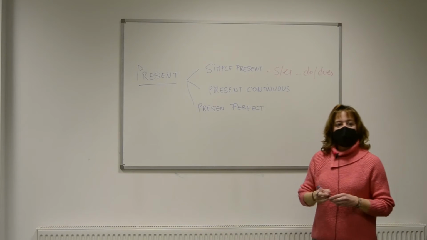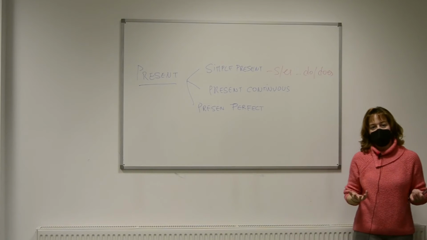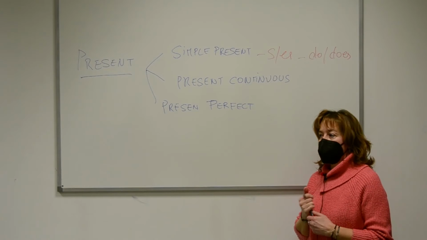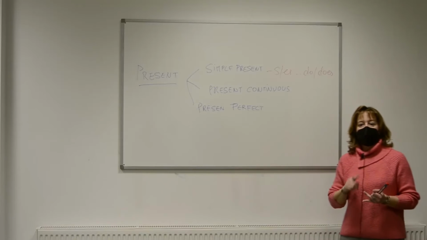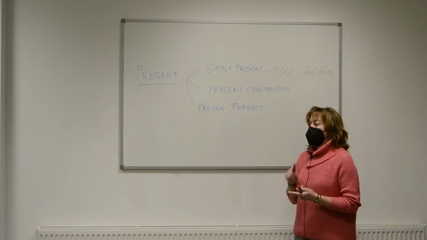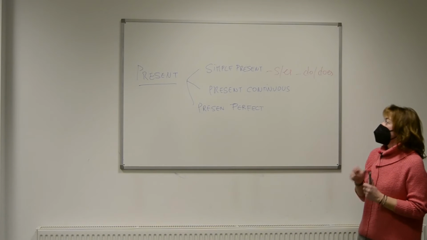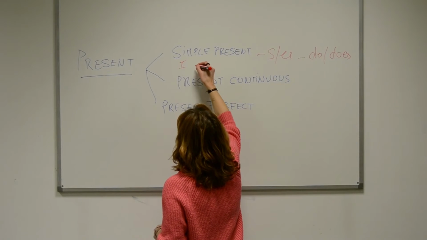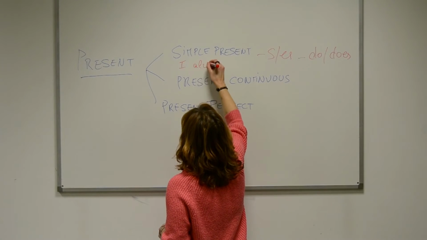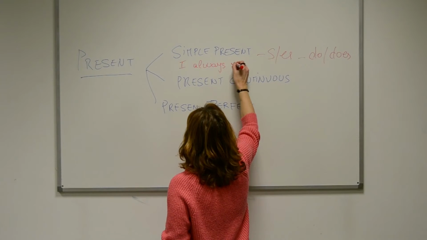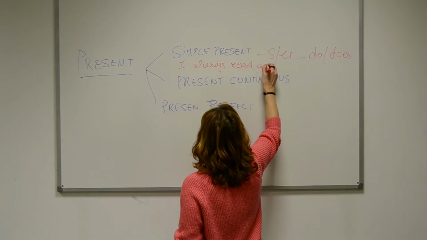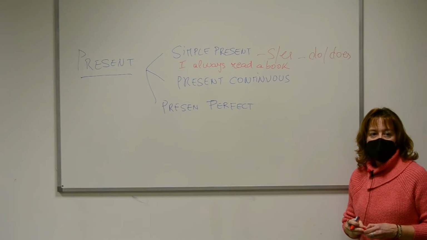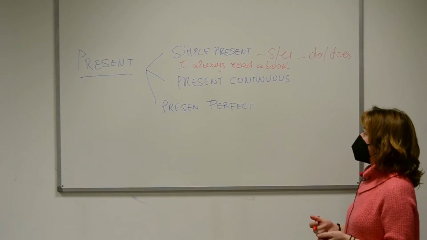Simple present refers to actions that happen usually. And normally, simple present is found with adverbs of frequency: usually, never, seldom, rarely, often. An example would be, I always read a book. It is a habitual action, something that happens usually.